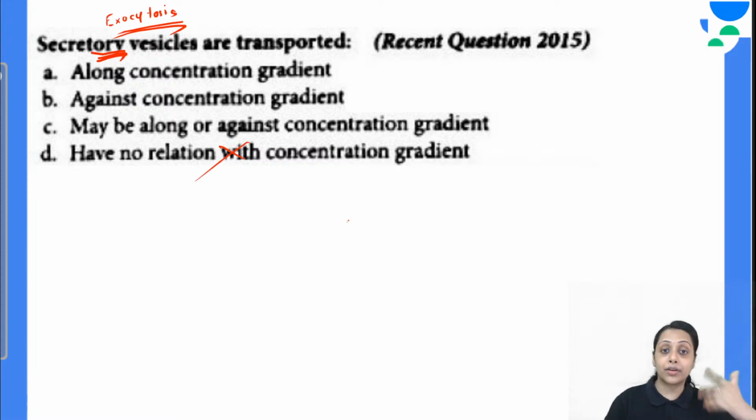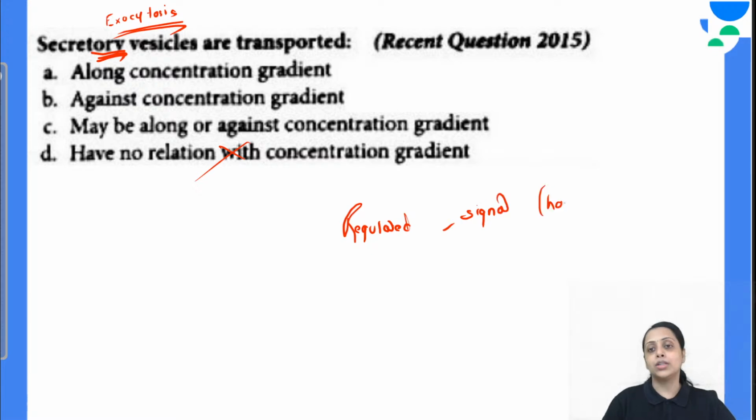Remember the regulated pathway? What happens? When there is a certain signal, suppose in the form of a hormone, there will be exocytosis. It's not against the gradient, not along the gradient. Whenever there is a signal, there will be exocytosis. It has no correlation with the concentration gradient. Is this clear with everybody? Is this clear, Dr. Santosh? Is this clear, Dr. Kartika?